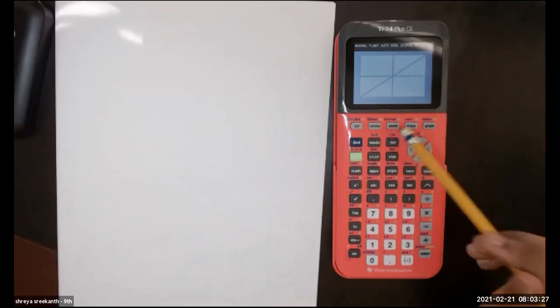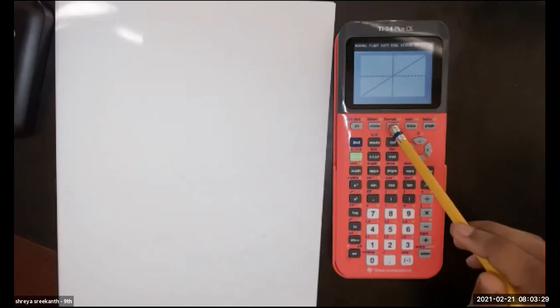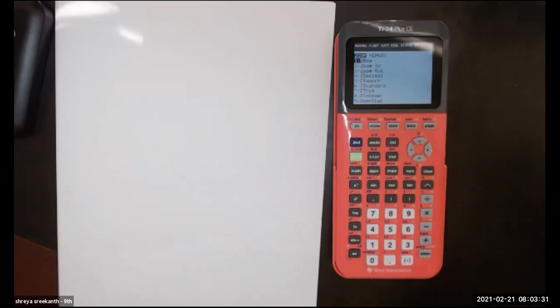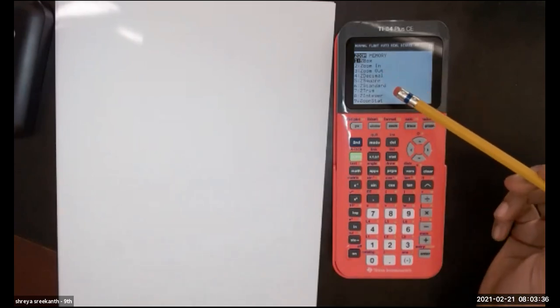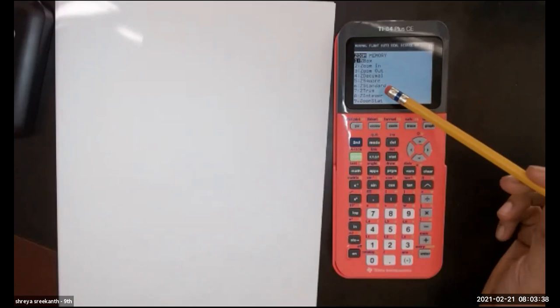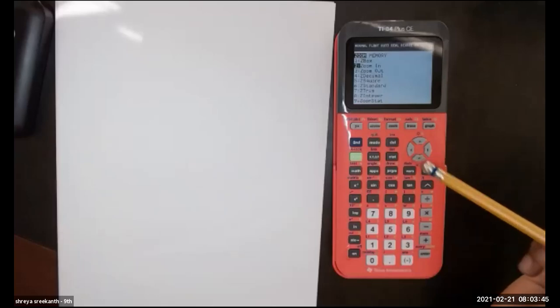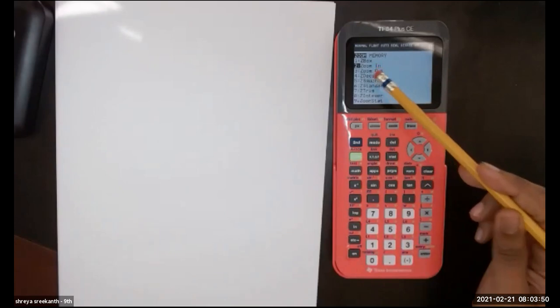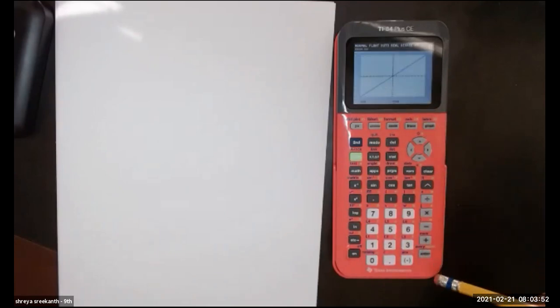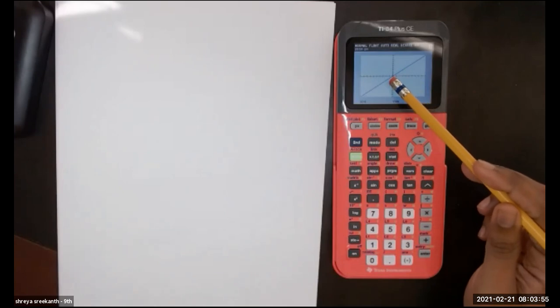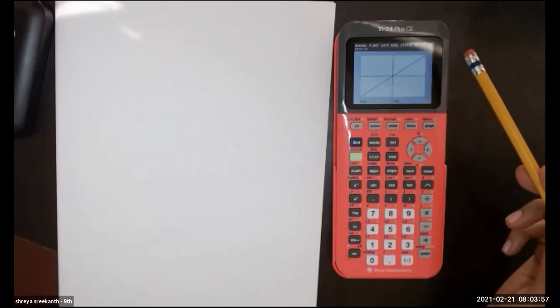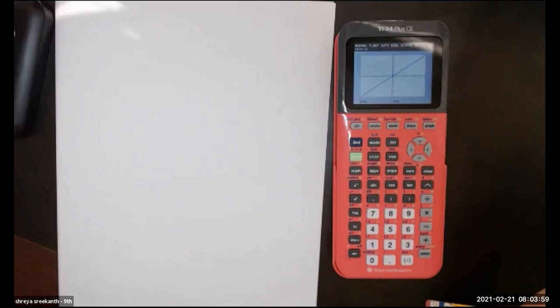Some additional tools that are helpful are these two buttons right here. This one says zoom and this one says trace. The zoom button, when you click it, there's a menu of different options. You can zoom in and zoom out, and then the other one that I use is zoom standard, which takes you back to the original graph scale. If we wanted to zoom in on the graph y equals x, we would move down to zoom in and then press enter. And then you can move the cursor that shows up here anywhere on the graph to zoom in on that specific area.